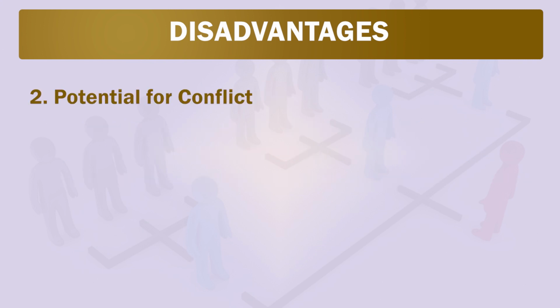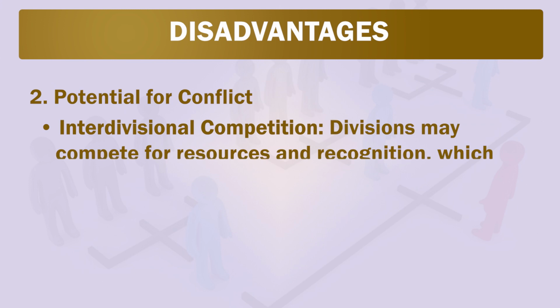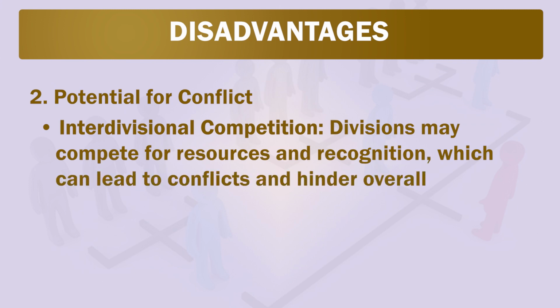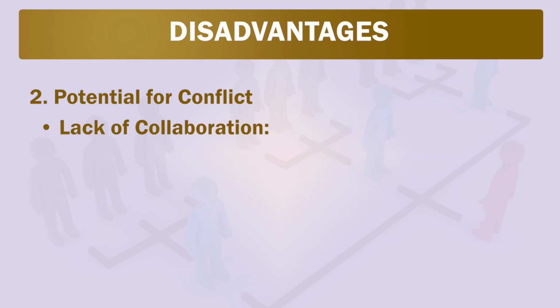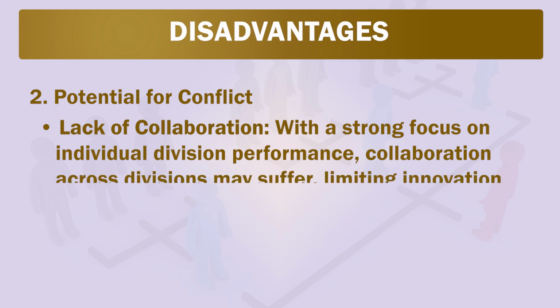Another aspect is potential for conflict. Now, this is important, friends, because there is interdivisional competition. Divisions may compete for resources and recognition, which can lead to conflicts and hinder overall organizational cohesion. Next is lack of collaboration. With a strong focus on individual division performance, collaboration across the divisions may suffer, limiting innovation and knowledge sharing.